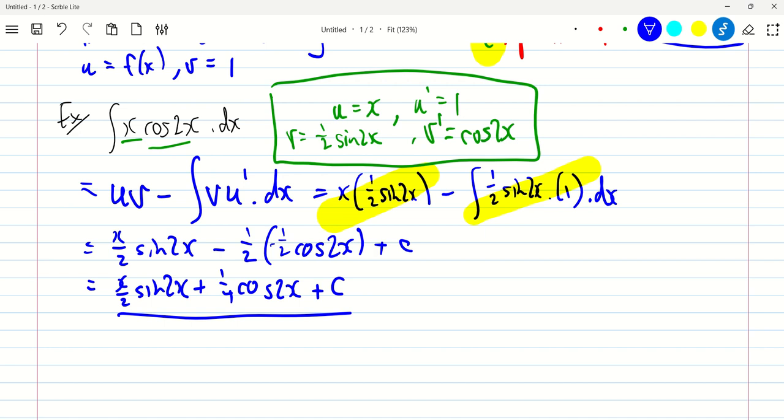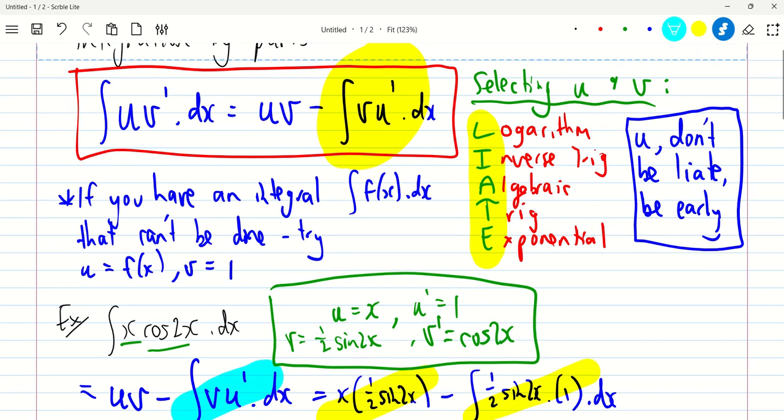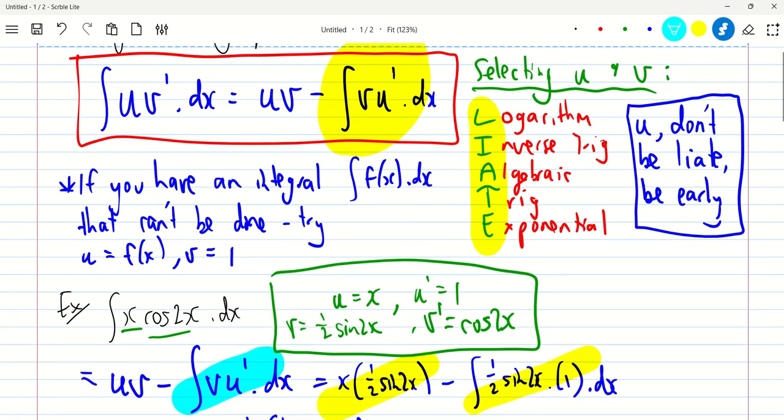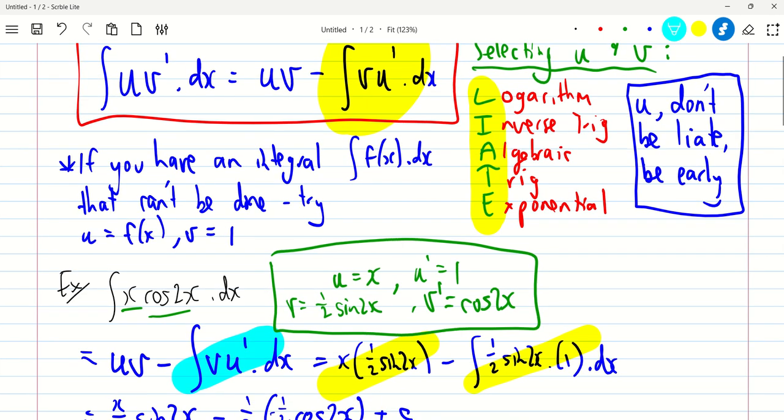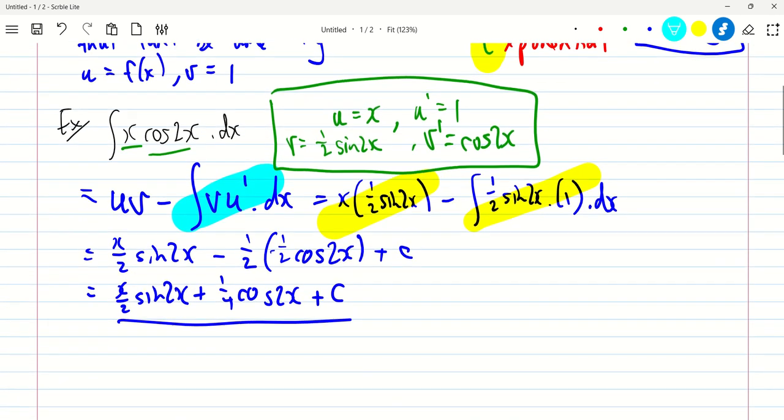So I hope that makes sense. Just to summarize, what we need to do is choose a u and a v dash such that the u will simplify to something, and hopefully what you end up with is that v u dash area is something that you can integrate. So that's why you're trying to choose those. And so the guide is to choose something that's early in LIATE. Don't be late, be early. Okay, so choosing something early there.